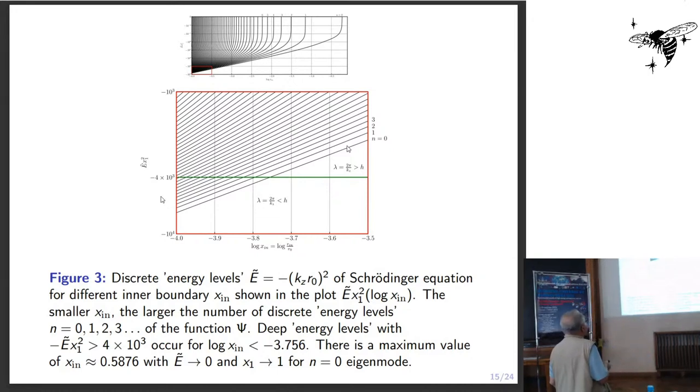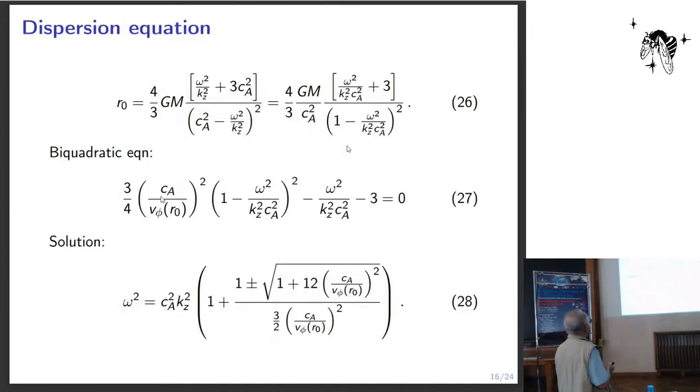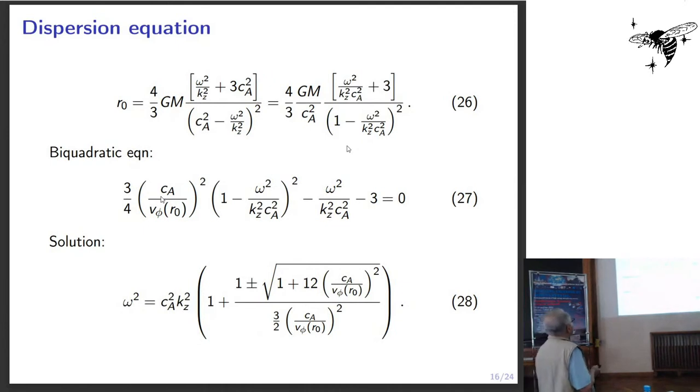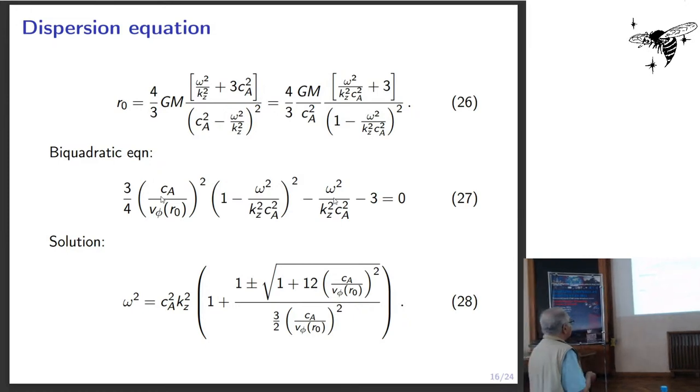The next step is the dispersion equation of the problem. The dispersion equation we can produce from the definition of the radio zero. In this equation we have omega squared, and from this equation we have a biquadratic equation for omega squared, and the solution of this equation has this form. Let us consider this equation.